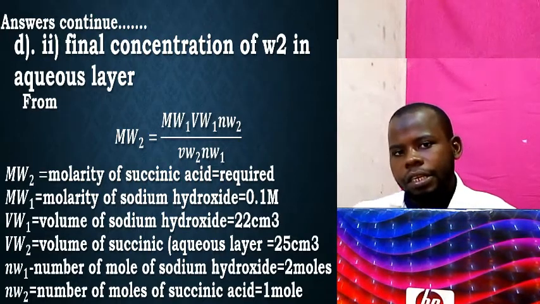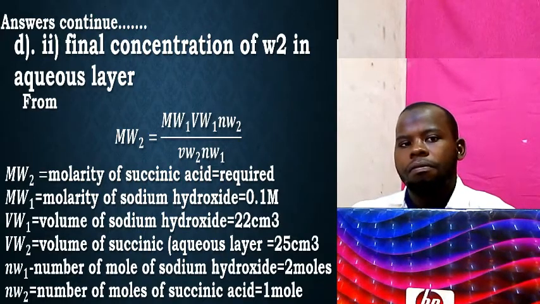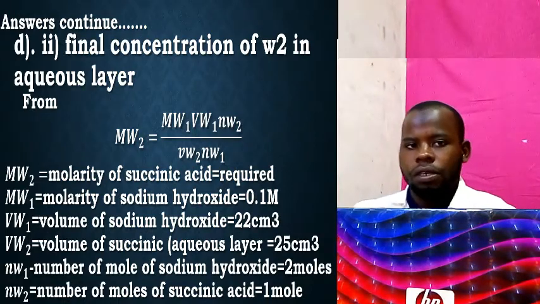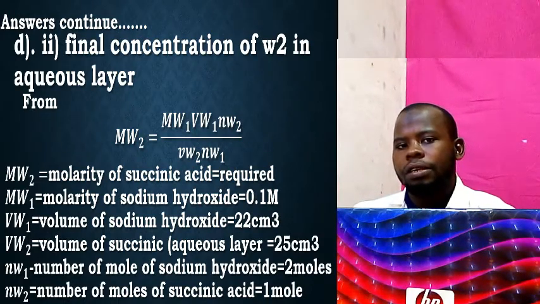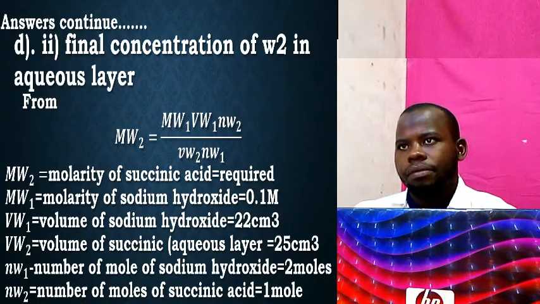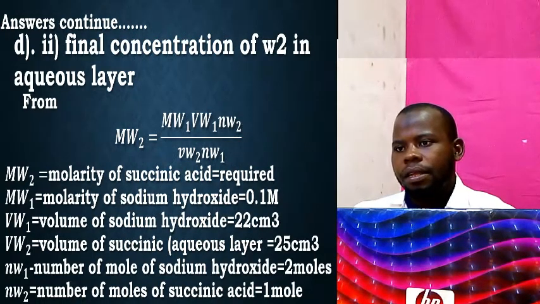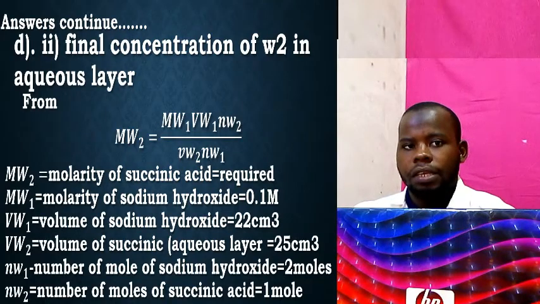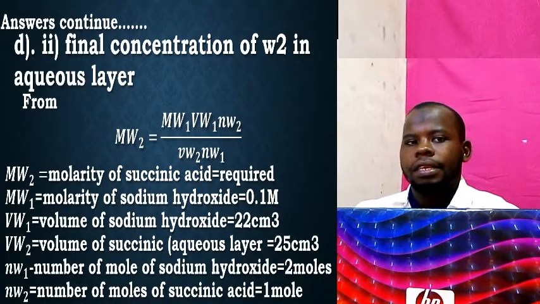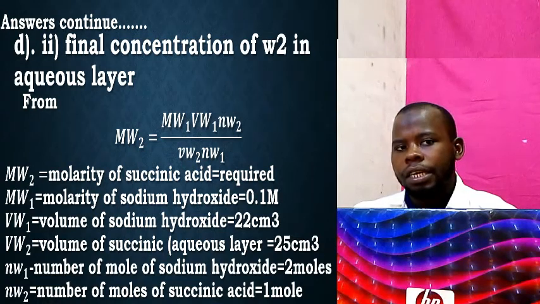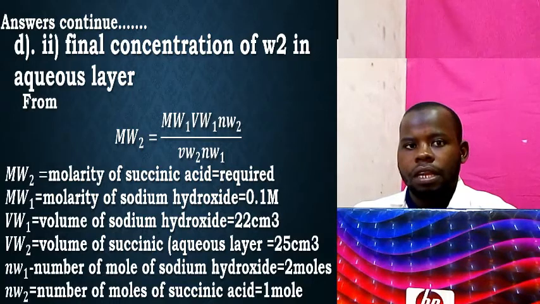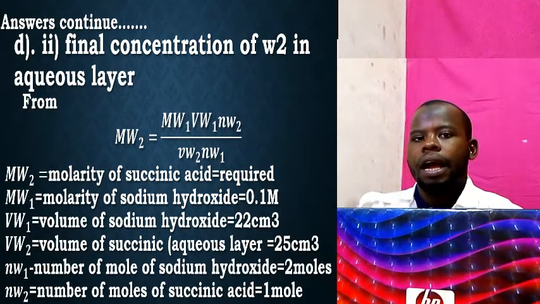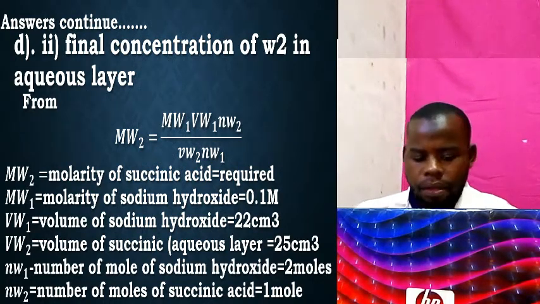After titration, the volume of sodium hydroxide changed from 25 to 22, because there is a reduction in the concentration of succinic acid. There is a change by decreasing the concentration. So that's why the volume of sodium hydroxide is going to be lower. That is our data.